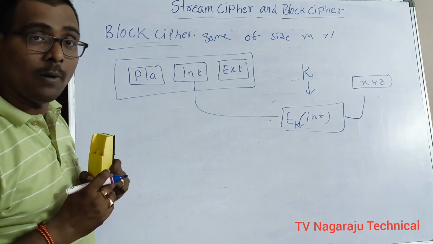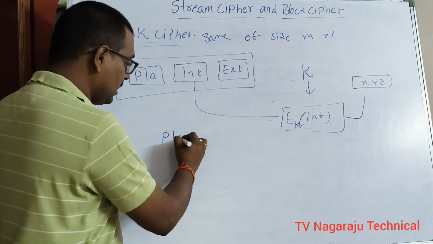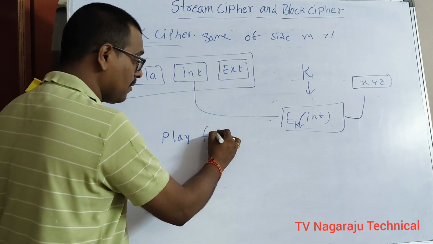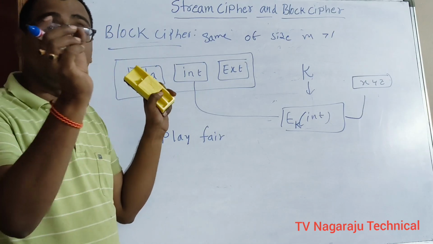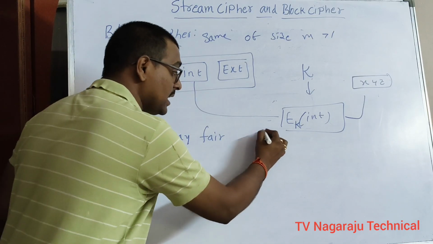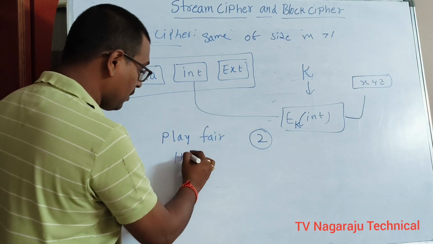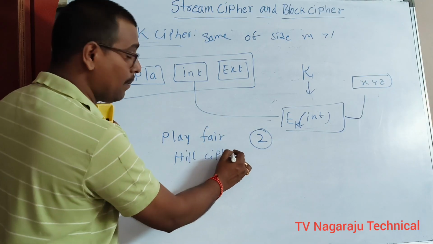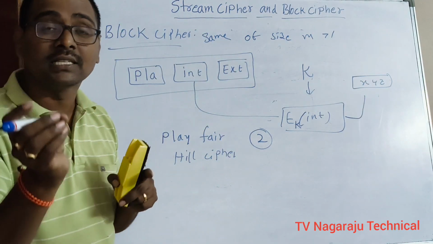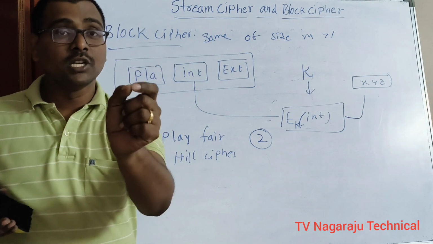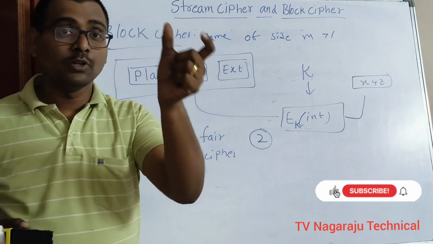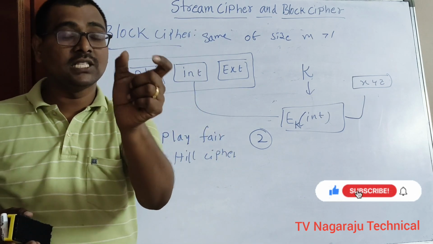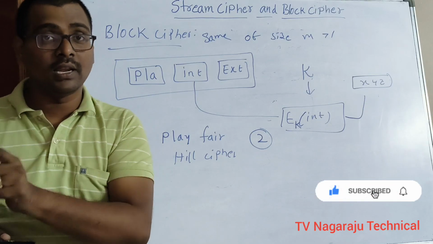What is the most popular example? We already discussed the Playfair cipher, which is a block cipher. Here my message is divided into blocks of size 2. Hill cipher, this is also a block cipher. Here it also depends upon my number. Suppose n is equal to 2. The message is divided into parts of 2 bits. Suppose size is equal to 3. The message is divided into block size of 3.